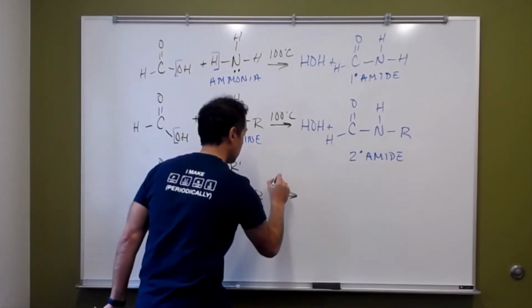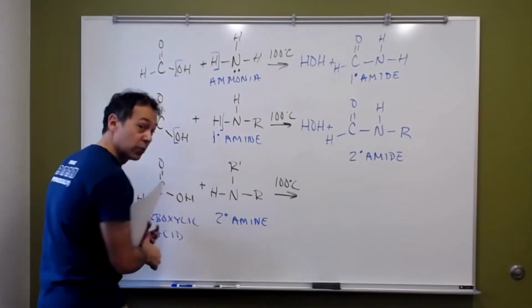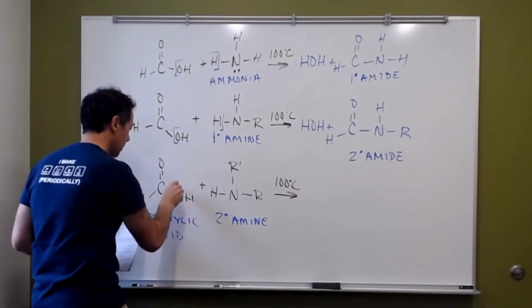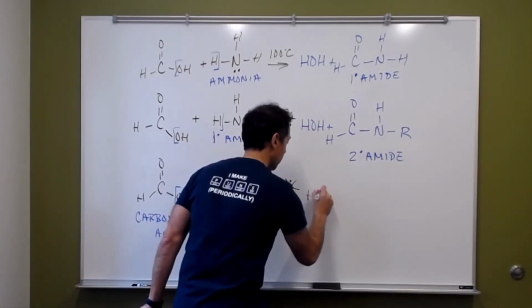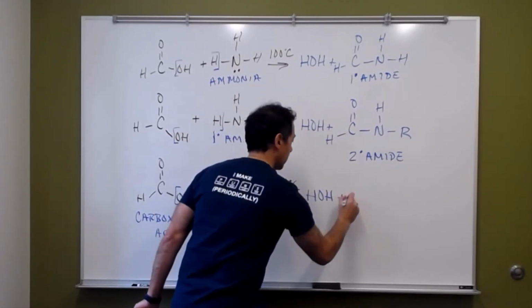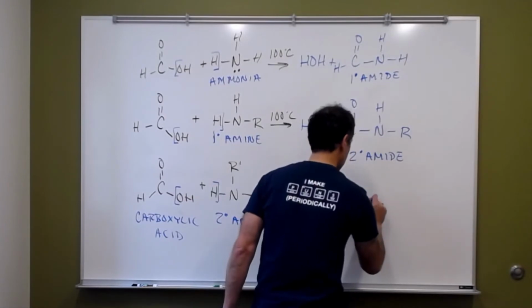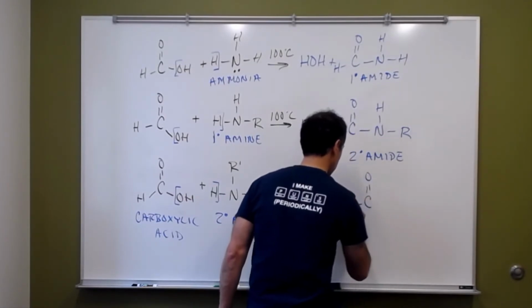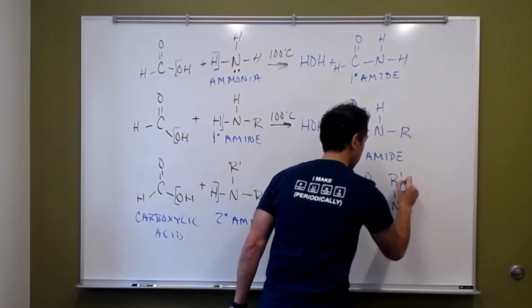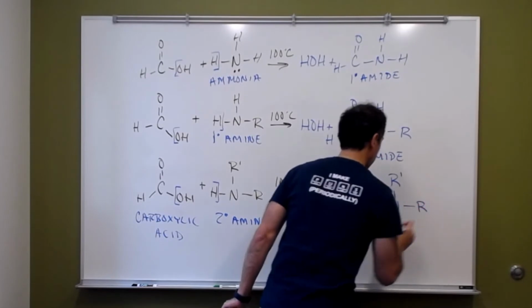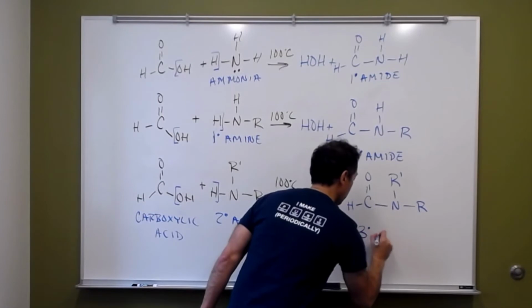It'd be heat. Okay, add some heat to that there, and then we're going to remove some water like this. Take that off of there. We'll end up with some water. Okay, and now we're going to end up with our tertiary amide. So we'll go carbonyl group, hydrogen, nitrogen, and like that. And then this here is going to be my tertiary amide.